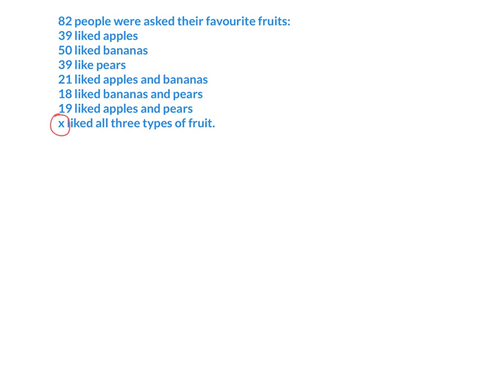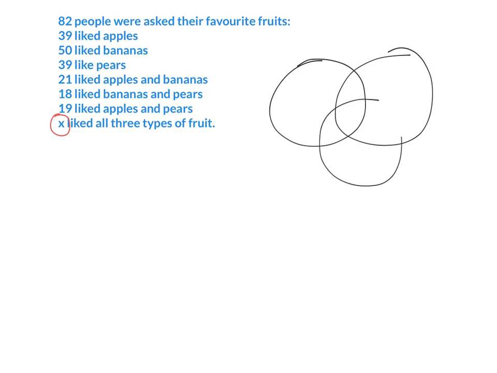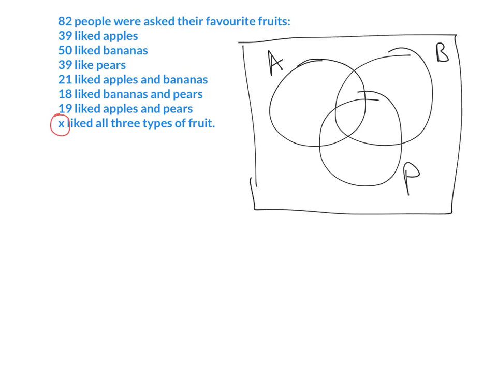So just like we've done already, we're going to draw out our Venn diagrams, and we're going to label them A, B and P. And then our universe is around the outside, and our universe is equal to 82. So 82 people should be incorporated within this Venn diagram. So we're told that 39 people liked apples, so we'll put that outside as we've done before. We're told that 50 people like bananas, and we're told that 39 people like pears.